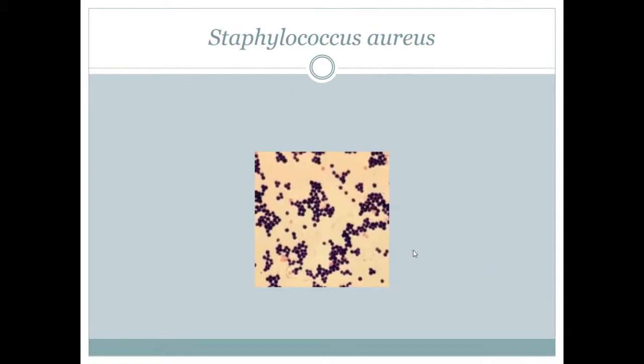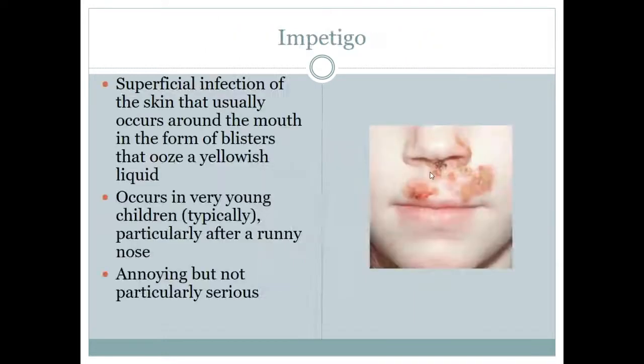So Staphylococcus aureus is a gram-positive staphylococci. So you see here purple cells in clusters. That's characteristic of all Staphylococcus species, but of course Staphylococcus aureus in particular. One of the most common staphylococcal infections that we see is impetigo. Impetigo is a superficial infection. It is just the first layer of the skin really that's damaged. It doesn't get into the deeper tissues and cause deeper damage.